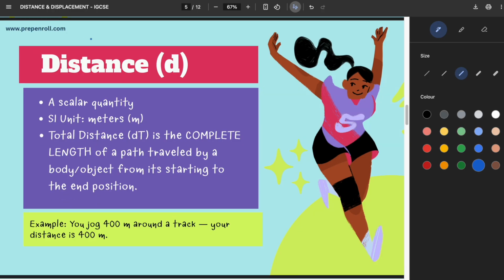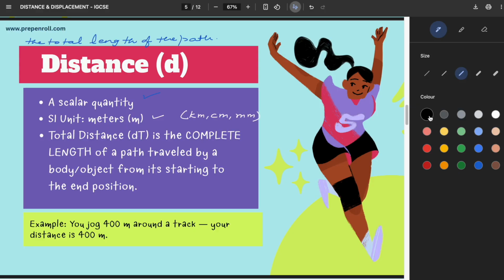What is distance? Distance is the total length of the path traveled by a body. That is called distance. It is a scalar quantity. Its SI unit is the standard unit, meters. The other units are kilometers, centimeters, millimeters, etc.